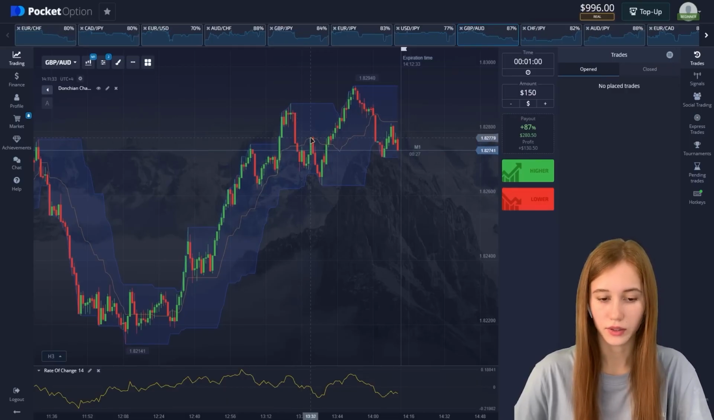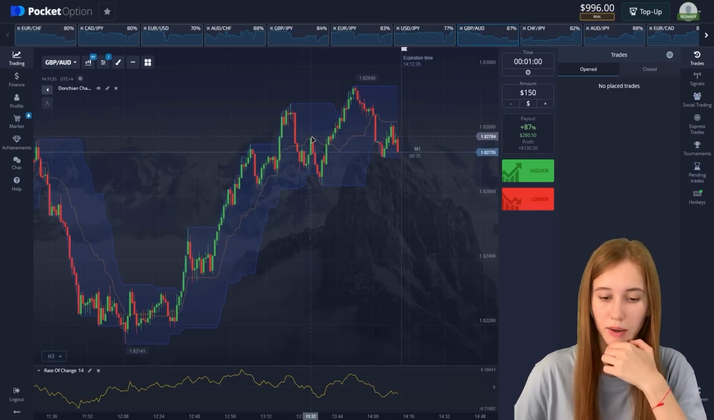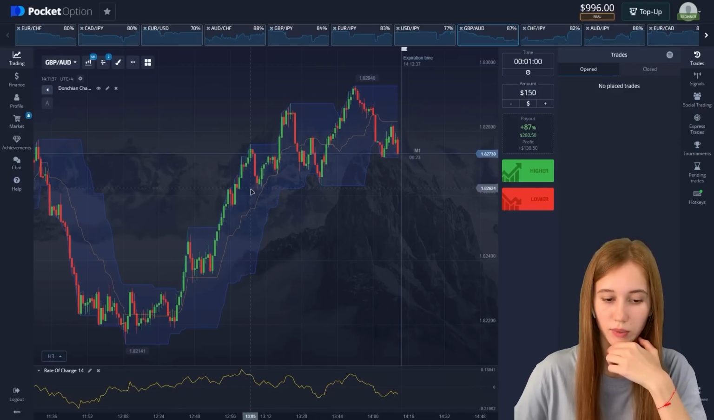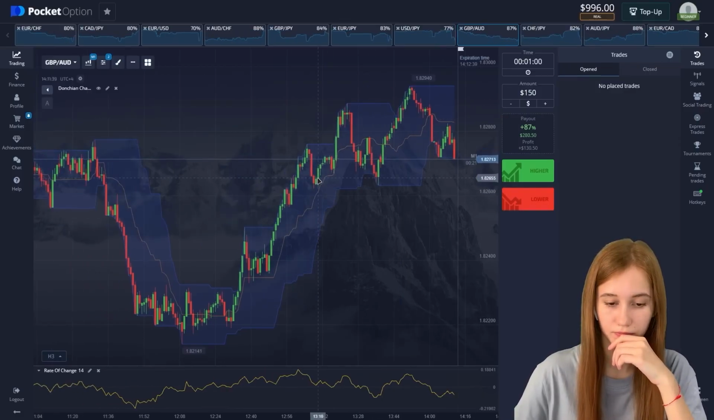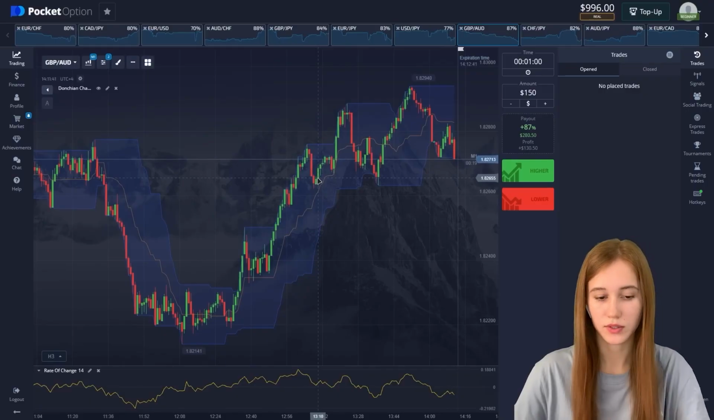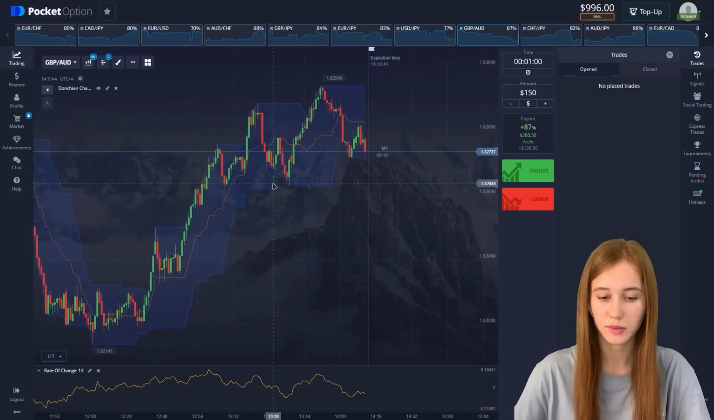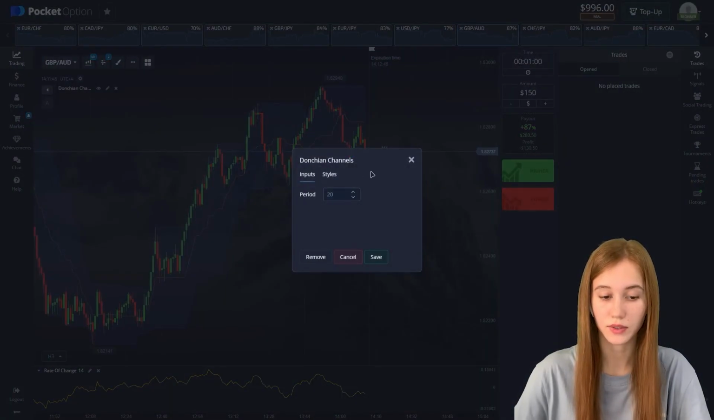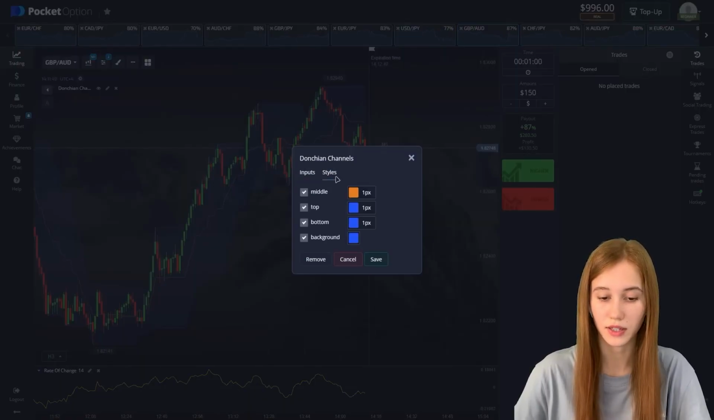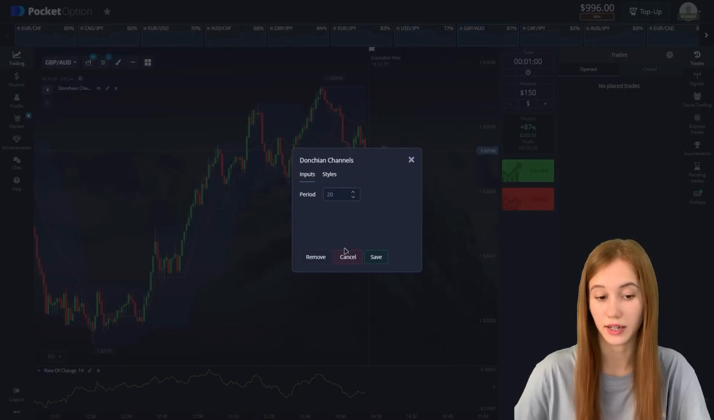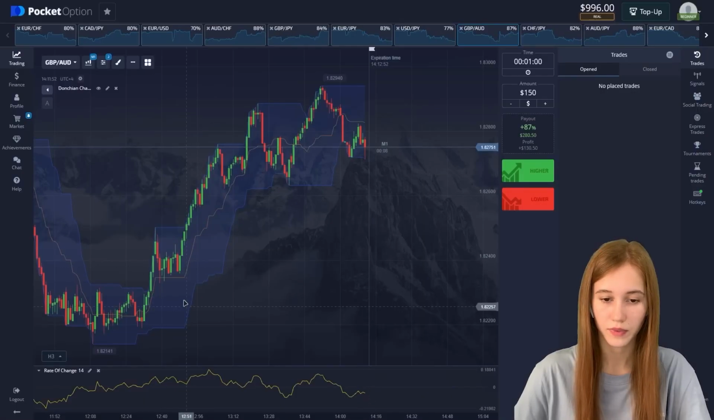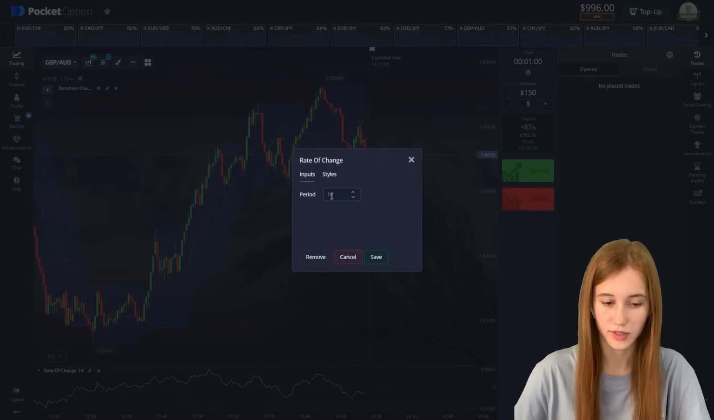Also, don't forget to look at the middle line. Also, at some moments when approaching it, we have a rollback. So we will use the basis of technical analysis, but we'll also use these indicators. Let me show you the settings of this indicator, and let's talk about the second indicator, the rate of change. Settings.